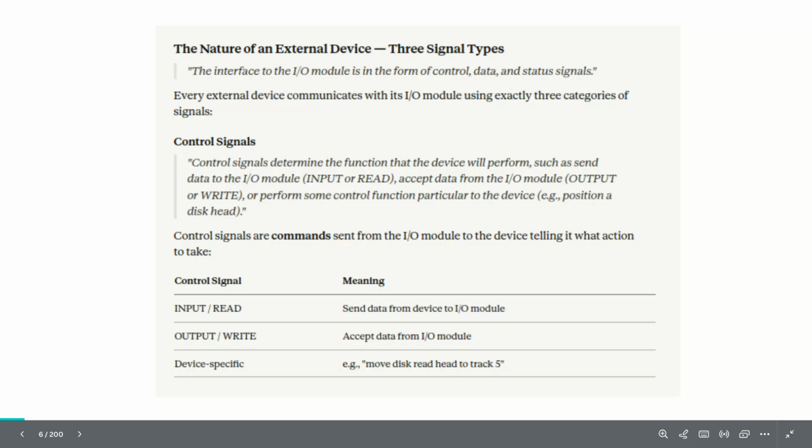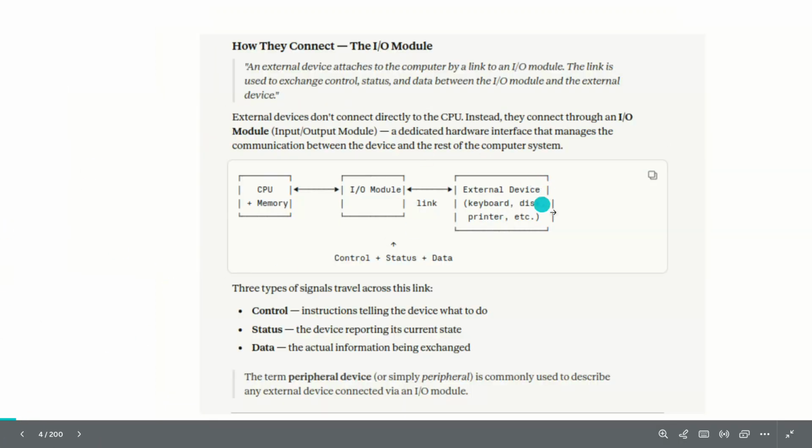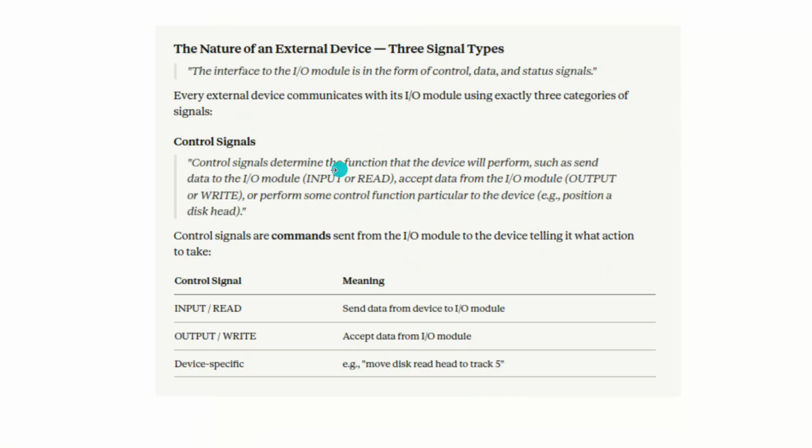We told that there are three signals here. The interface to the I/O module is in the form of control, data, and status signals. Every external device communicates with the I/O module using exactly three categories of signals. You have to understand that every external device is communicating with this I/O module through one link, and there are three different signals basically there. So three categories of signals we have to understand.